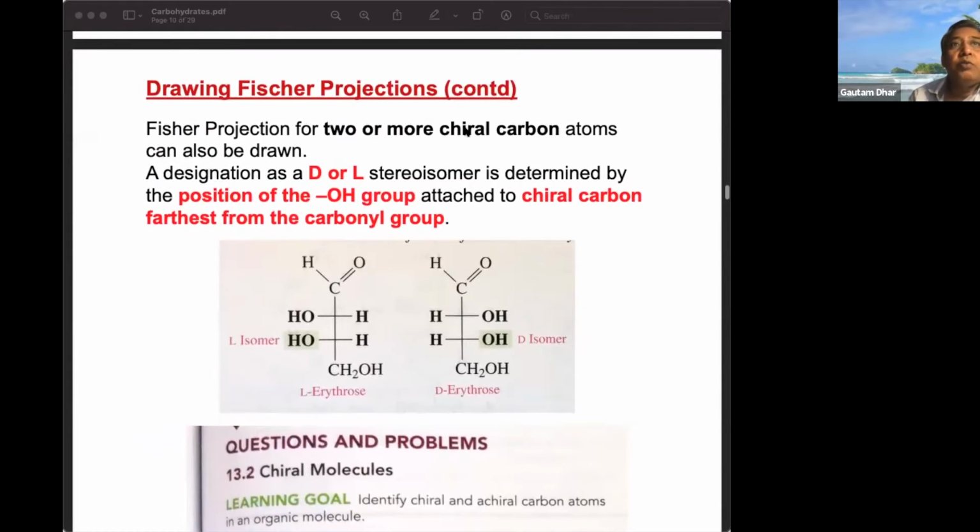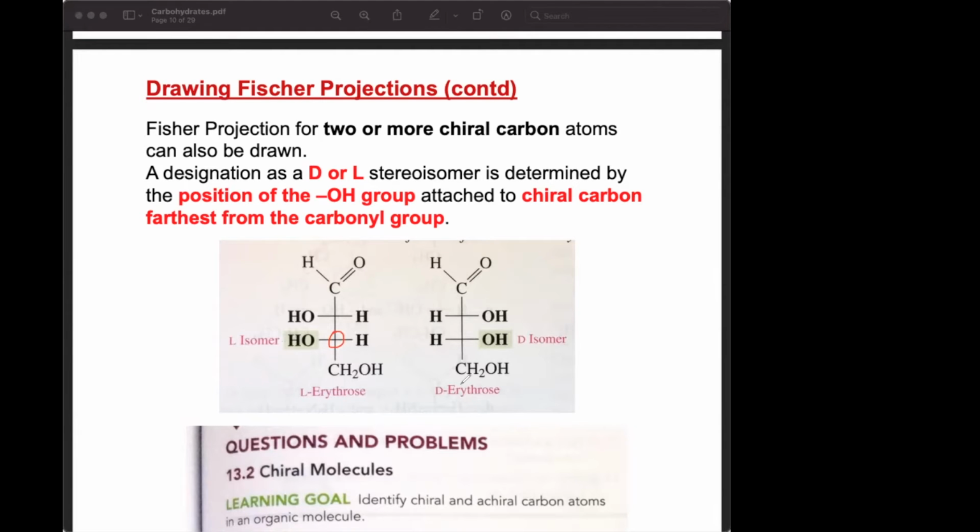Now, if there are two or more chiral carbon atoms, you do the same to draw the structure, but to give it D or L, you look at the chiral carbon which is furthest from the aldehyde. That means this one. If the OH is to the left, we say L. If the OH is to the right, we say D. This is L-erythrose, D-erythrose.